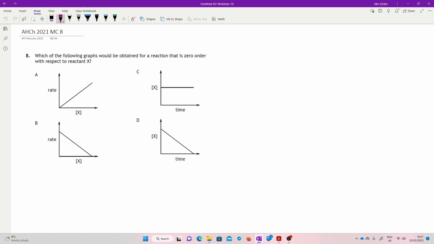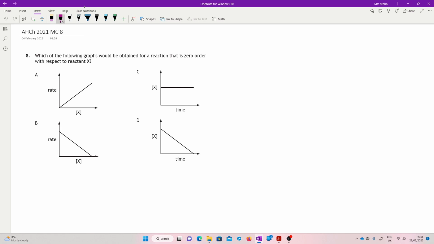Question 8. Which of the following graphs would be obtained for a reaction that is zero order with respect to reactant X? It's not the nicest question. You have to be really quite careful about how you read it. If it's zero order, what that's saying is that the concentration of X has no impact on the rate, in terms of if you double X, you double the rate. So you've not got the same things as you had in the last question. So I suppose reasonably okay that they've given you that information.